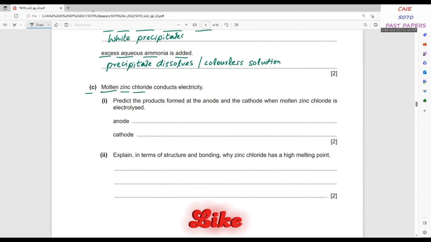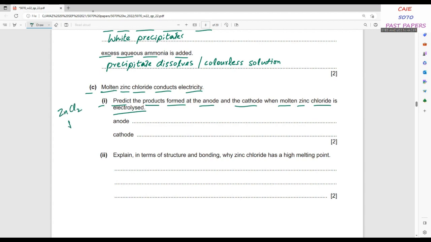C. Molten zinc chloride conducts electricity. Number 1, predict the products formed at the anode and the cathode when molten zinc chloride is electrolyzed. In zinc chloride, the formula of zinc chloride is ZnCl2. It contains Zn2+ ions and Cl- ions. So Zn2+ will gain electrons to form zinc or Zn at cathode. So you write zinc, or you can even write the symbol for zinc.